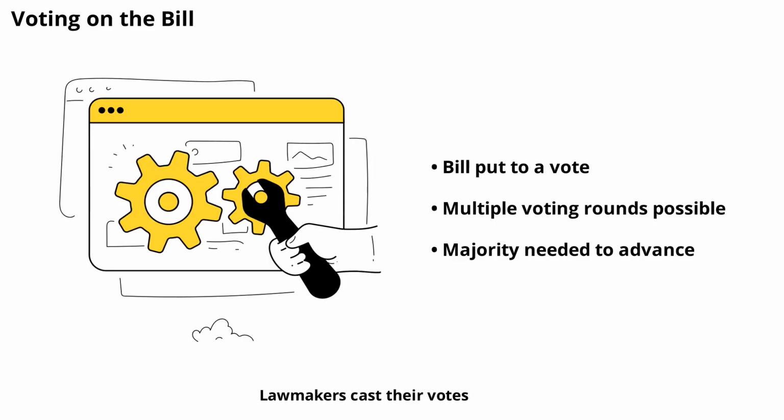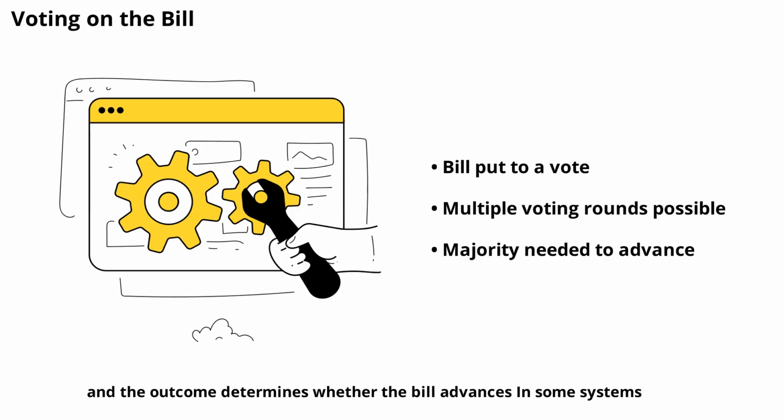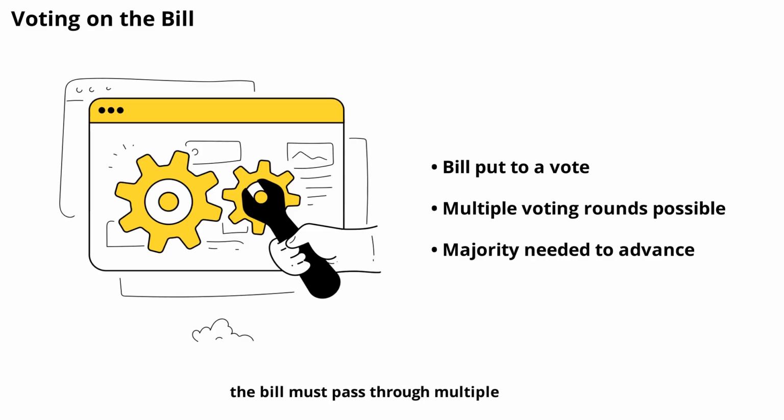Lawmakers cast their votes, and the outcome determines whether the bill advances. In some systems, the bill must pass through multiple rounds of voting in different legislative chambers. A majority vote is usually required for the bill to proceed. This stage is often tense, as the fate of the proposed program hangs in the balance.